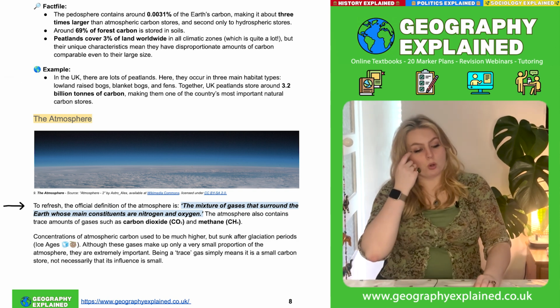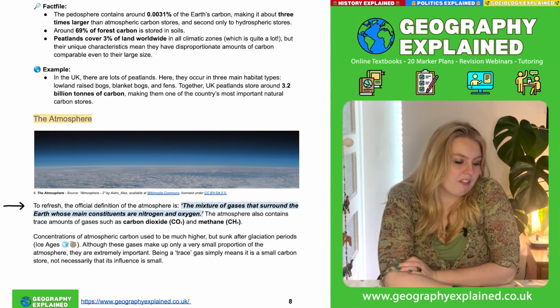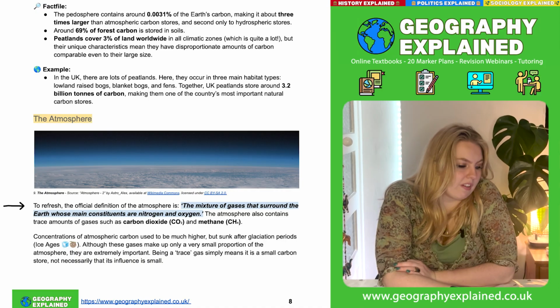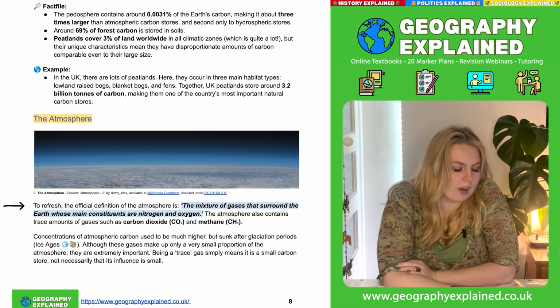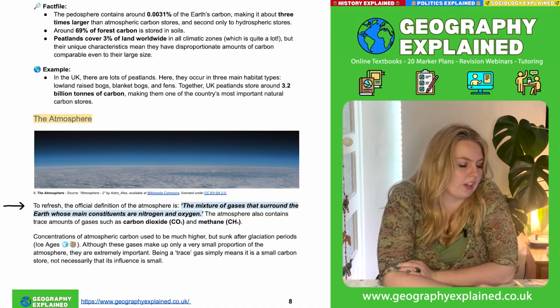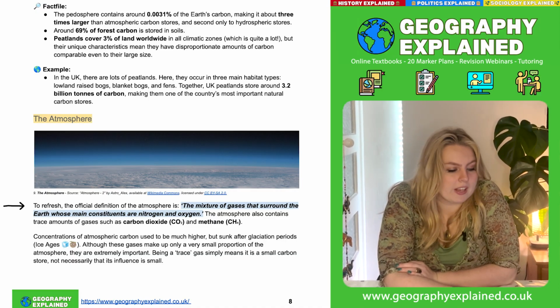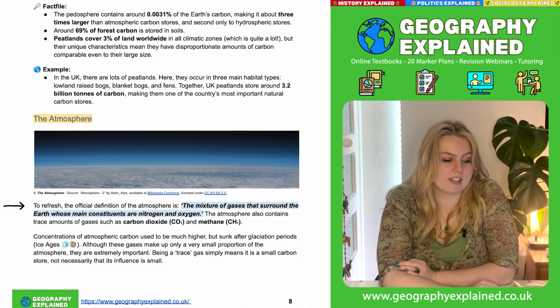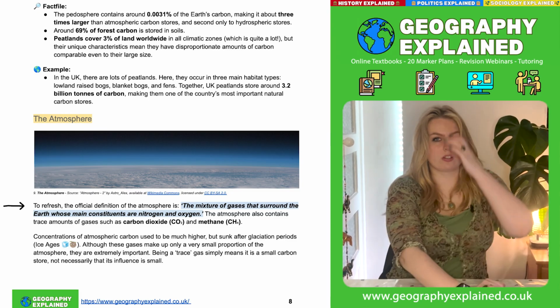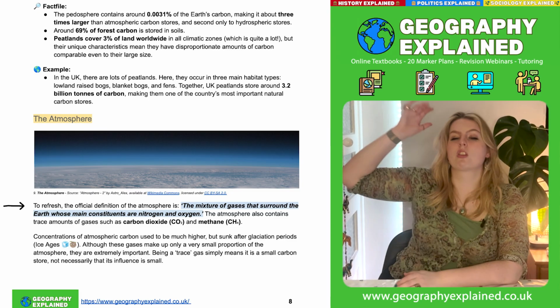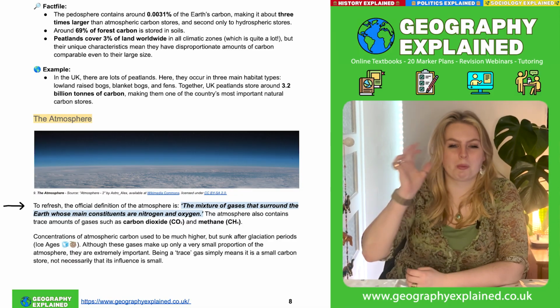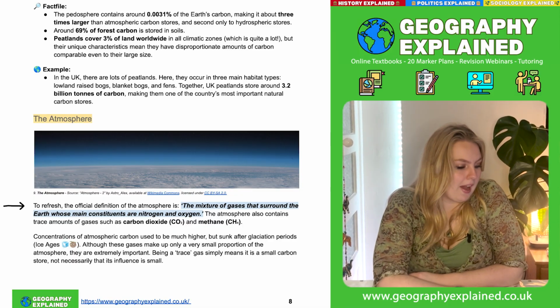Then finally we come onto the atmosphere. So to refresh, if you're not quite sure what the atmosphere is, I say that sort of laughingly, but actually it is quite a specific definition, so make sure you get this one right. The mixture of gases that surround the Earth whose main constituents are nitrogen and oxygen, so probably worth knowing that, especially the nitrogen and oxygen part. It's not just some random subsection of the sky, you've got to be a bit more exact about it.